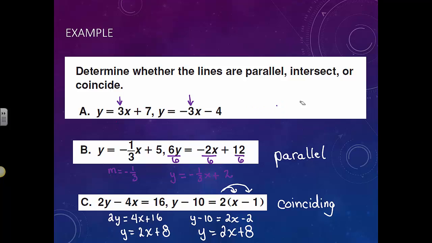So actually for this first one, I messed up. Those are not coinciding lines. If they have different slopes, from the previous slide, we said that these lines intersect. So intersect means different slopes. Parallel, same slope, different y-intercept, and coinciding lines, same slope, same y-intercept.